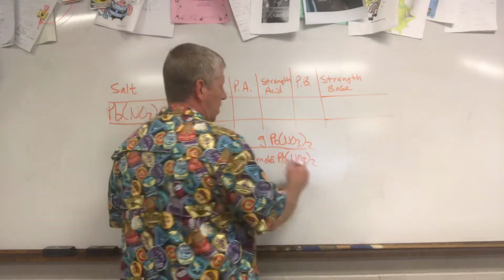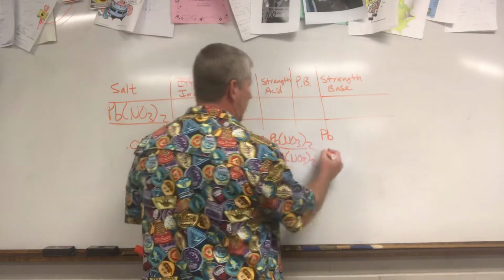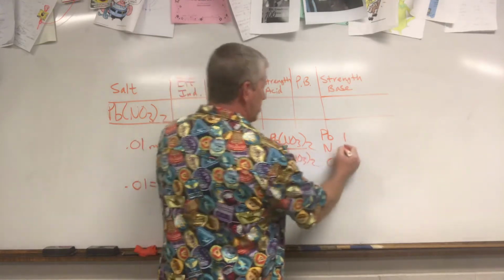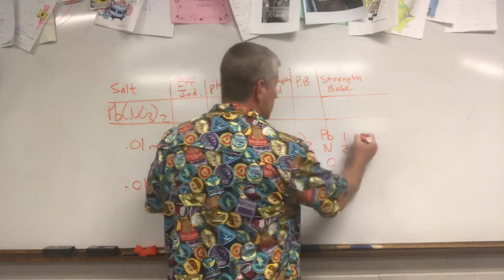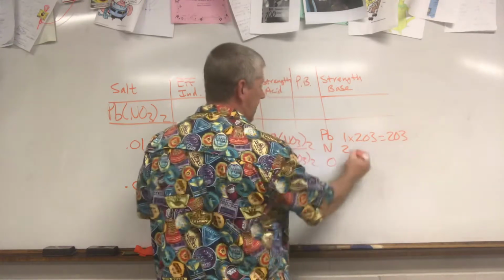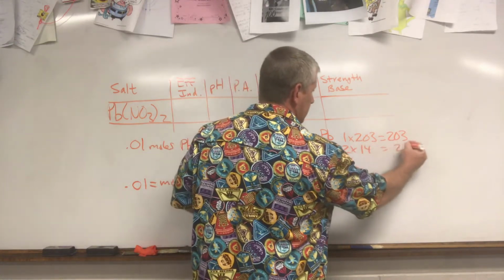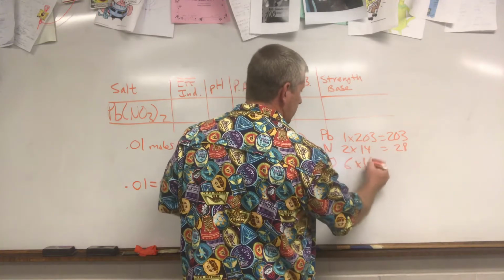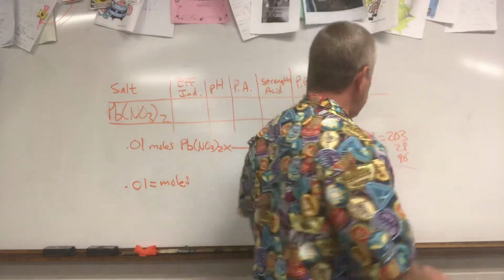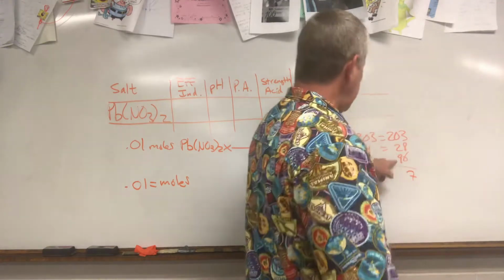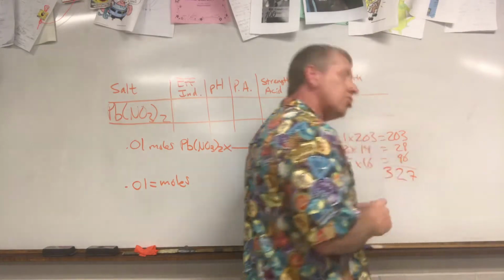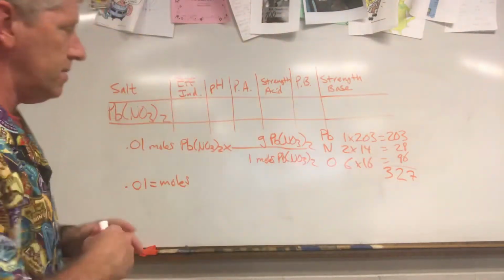All right, set it all up. I'll do this out so I'll be organized here. There's lead, there's nitrogen, there's oxygen. I have 1 lead. I have 2 nitrogen. I have 6 oxygens. Lead is 203, so that's 203. And nitrogen is 14, so that's 28. And oxygen is 16, so that's 96. Adding those up, it should be 327 grams if we add all those things up in the chemical.